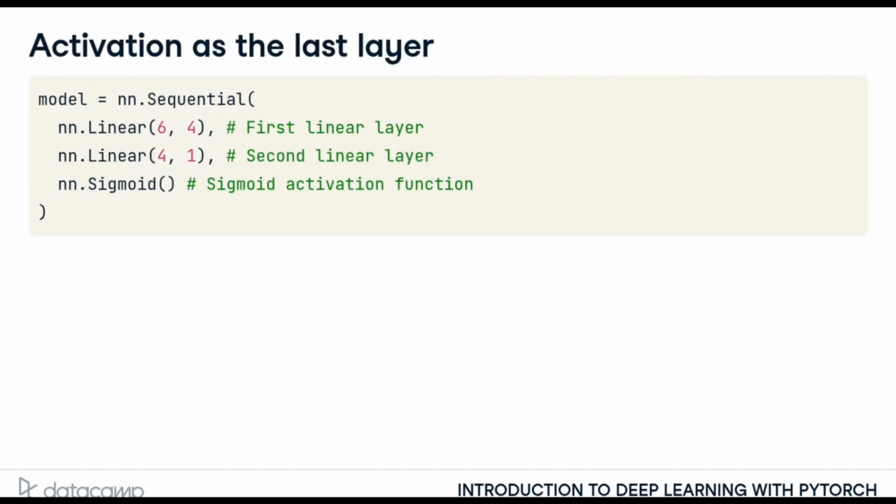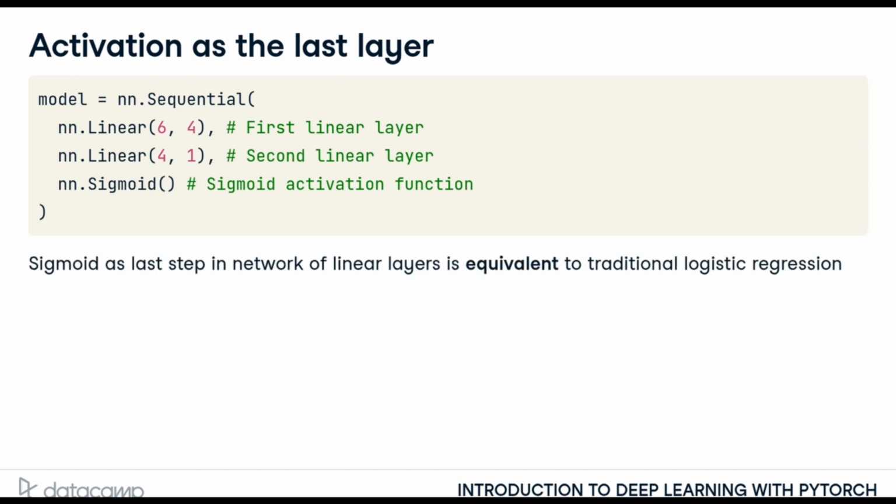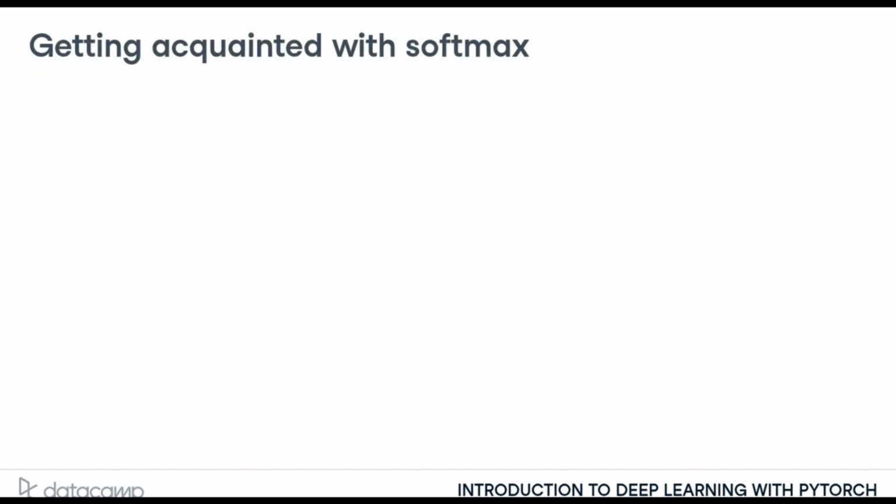Typically, nn.Sigmoid is added as the last step in nn.Sequential, automatically transforming the output of the final linear layer. Interestingly, a neural network with only linear layers and a sigmoid activation behaves like logistic regression. But adding more layers and activations unlocks the true power of deep learning, which we'll see later.